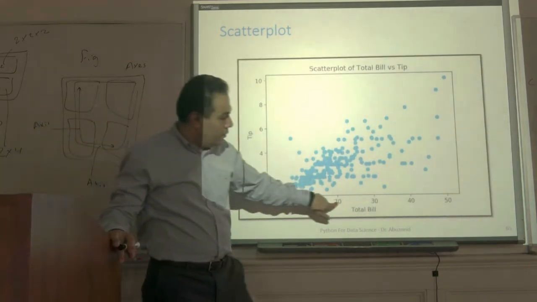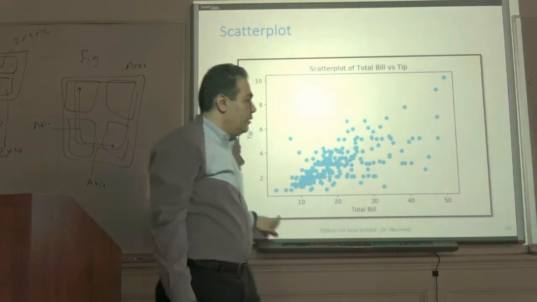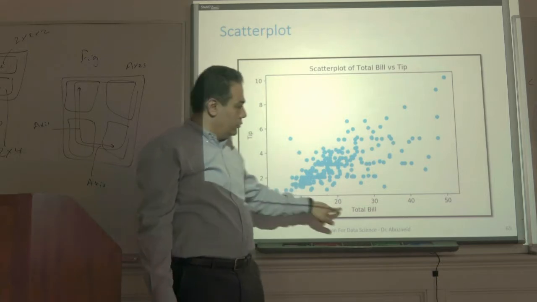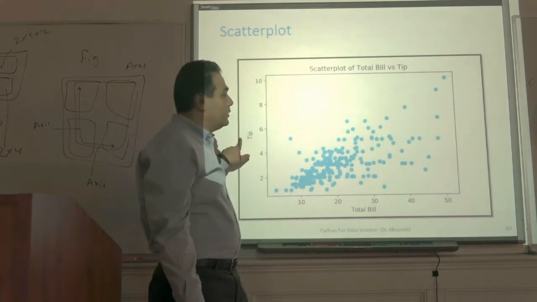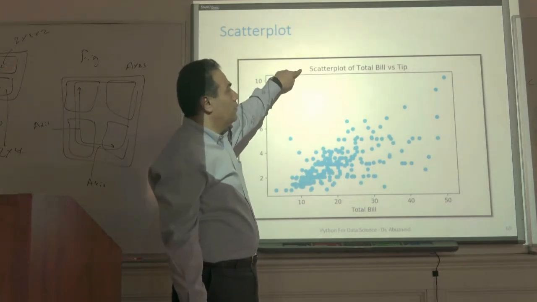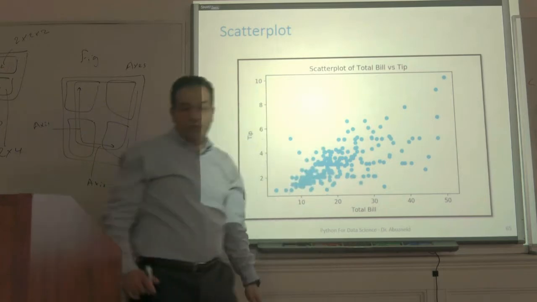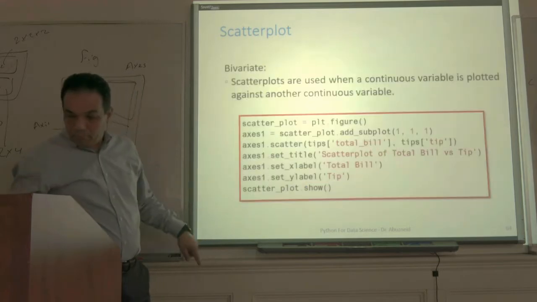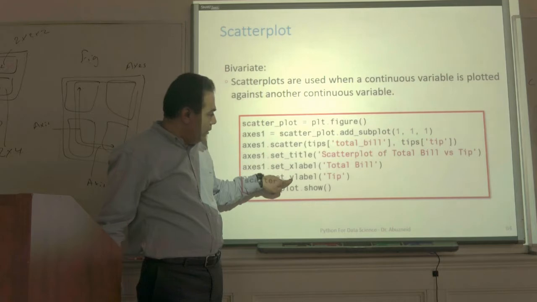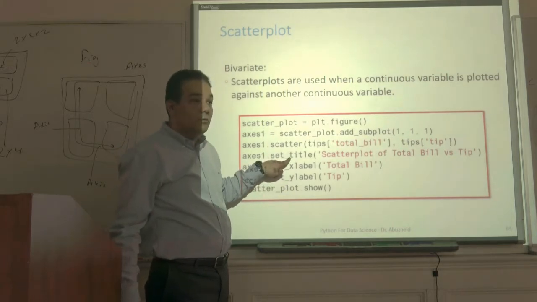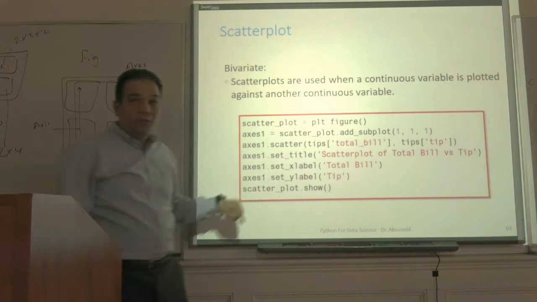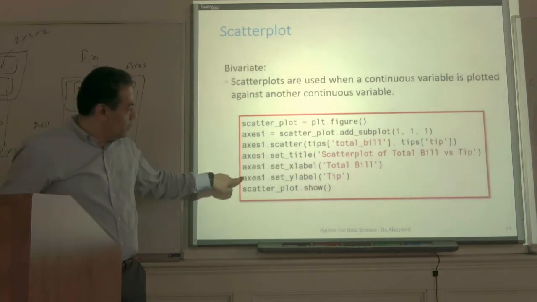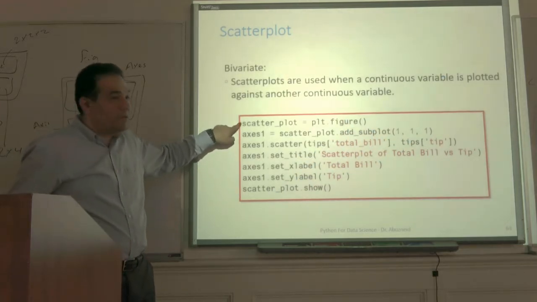Look in here. What do you have in here? Total bill. In here, the tip. What is the X label? Total bill. What is the Y label? Tip. What's the figure title? Scatter plot of total bill versus tip. Where did these come from? From the axis: X label, Y label, and the title. Very simple. So I was able to create a very nice graph from how many lines? 1, 2, 3, 4, 5, 6, 7 lines.